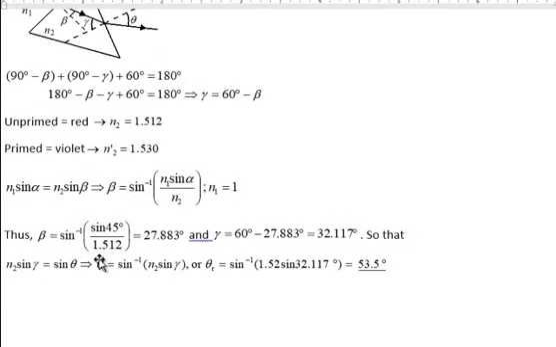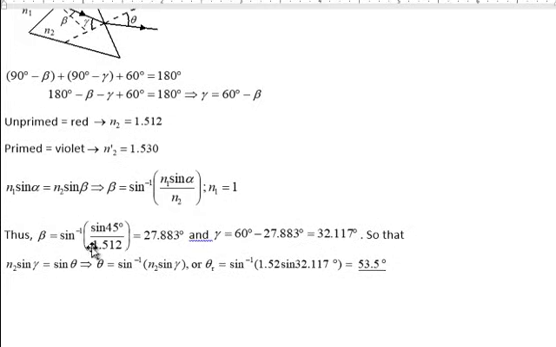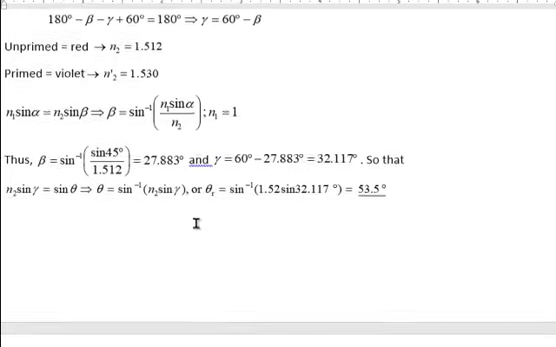So let's see, this one here looks like it is for the red with the 1.512. So you come up with an angle beta, 27.8 degrees. You subtract that from the gamma, which is 32.1 degrees, and then you plug it in again as it exits over here, so the refractive one is 53.5 degrees. Again, if you follow Snell's law, you can easily do that.